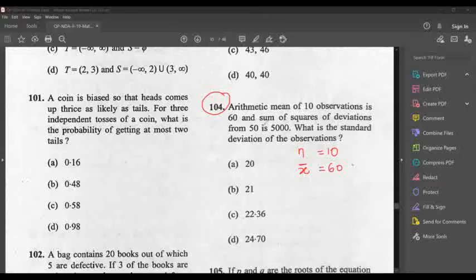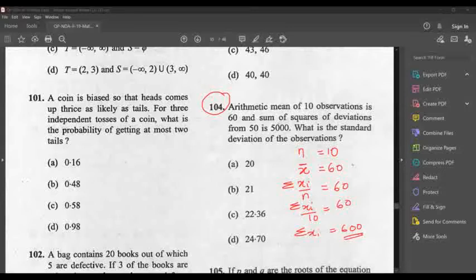Now, how can we find the sum of the observations? What is actually the arithmetic mean? Arithmetic mean is sigma xi by n, that is sum of the observations by number of observations, and that is given as X bar. So sigma xi by 10 is 60. So sigma xi, that is the sum of the observations, is 600.